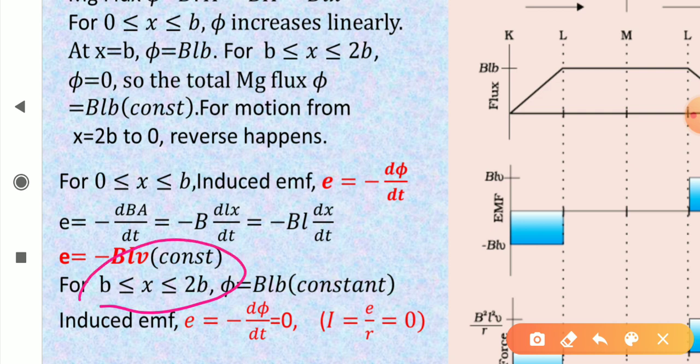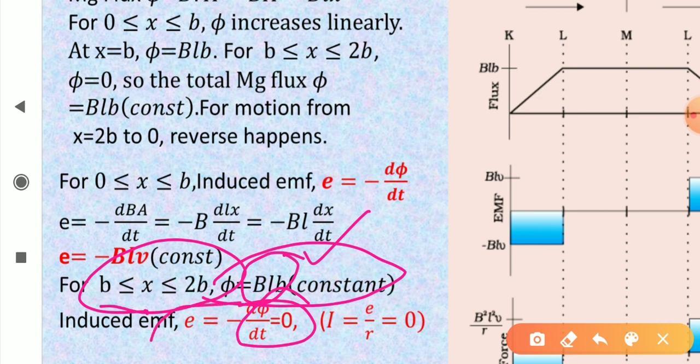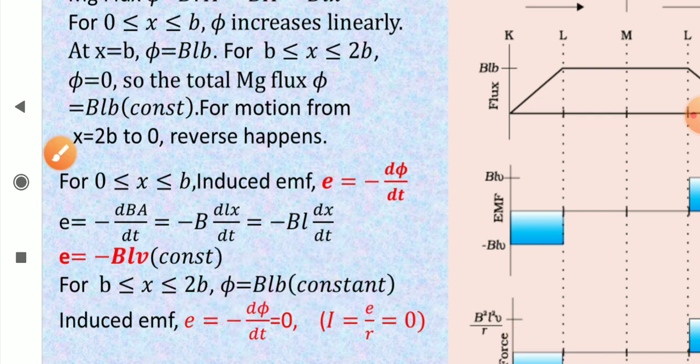from B to 2B, the flux phi is equal to BLB, which is constant. So the differentiation of a constant is 0. So d phi by dt will be 0. Induced EMF will be 0. So now you can look at the comparative graph here.